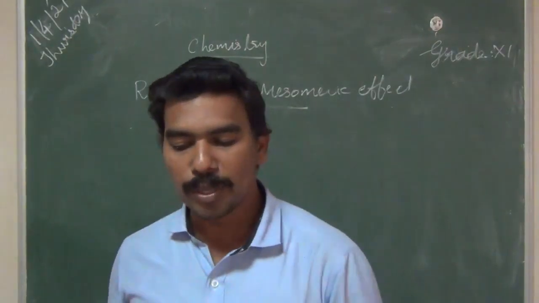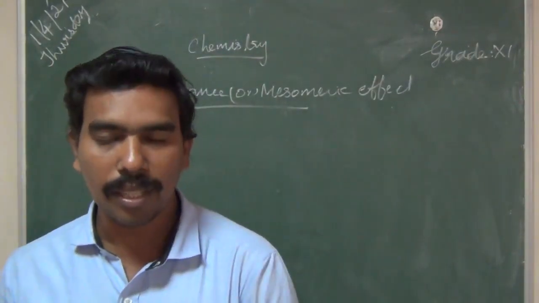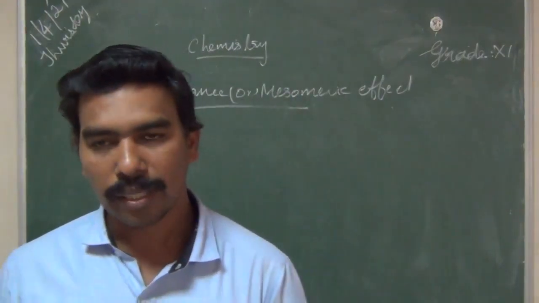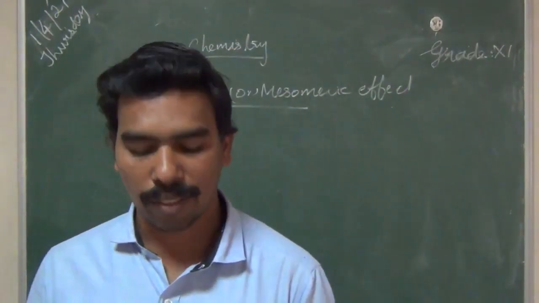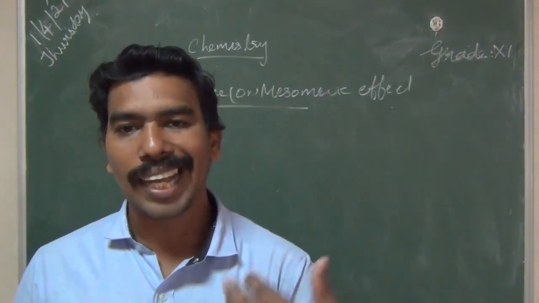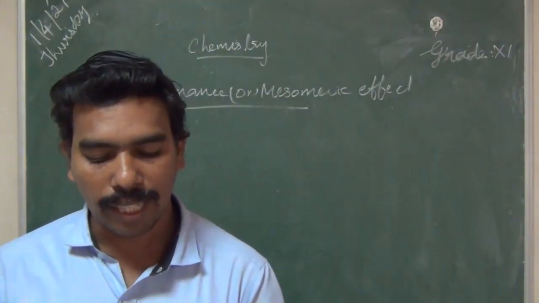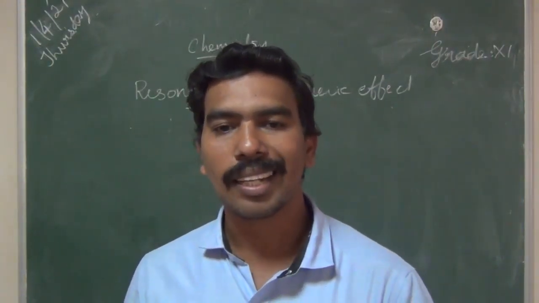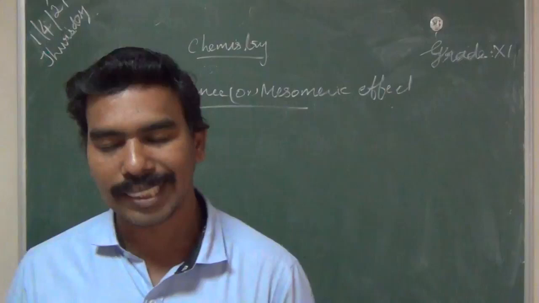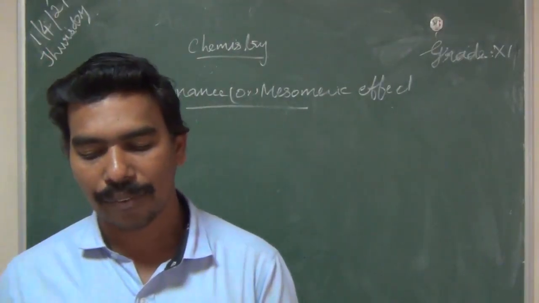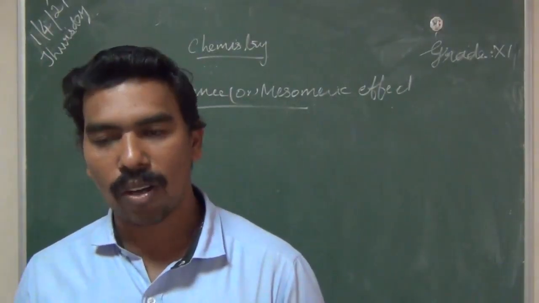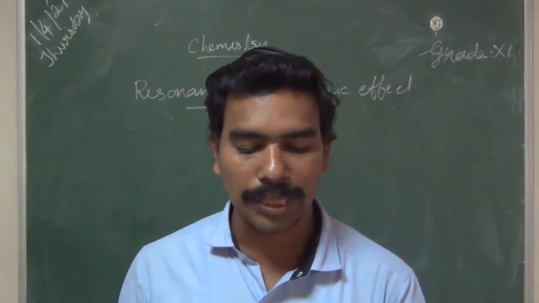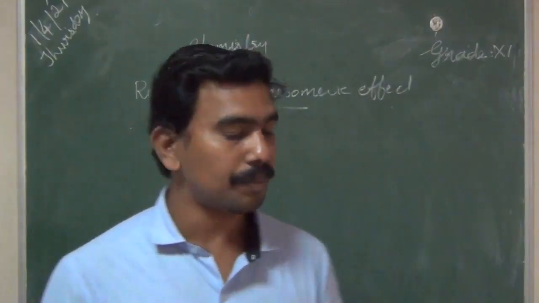Then the negative mesomeric effect. The negative mesomeric effect is likely the opposite of the positive mesomeric effect. That is the tendency to withdraw the electron, the tendency to gain electrons. In the positive effect, the substituent group has a tendency to release the electron. Here the substituent group gains the electron. For example, nitro group, carbonyl group, acid and cyanide group. Okay. The next topic is hyperconjugation.